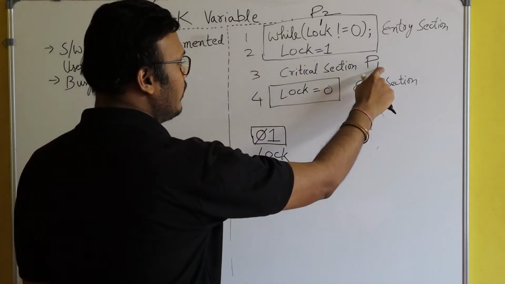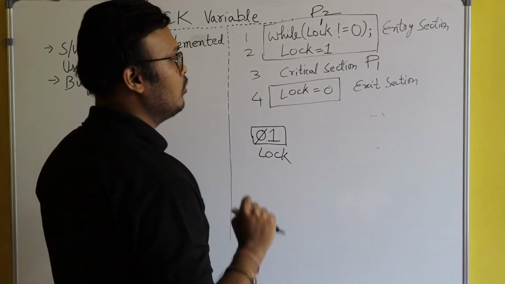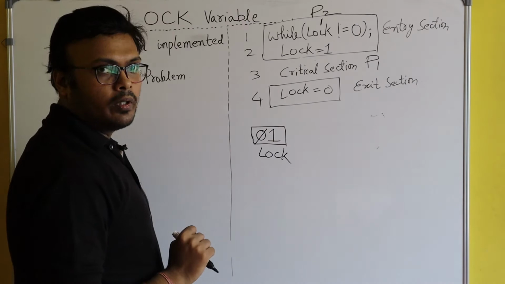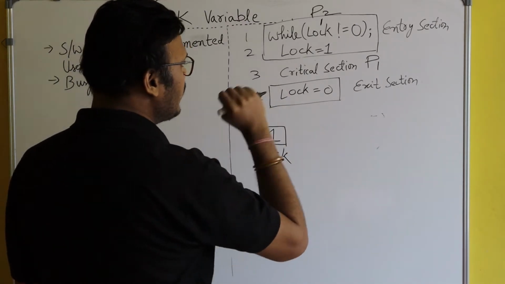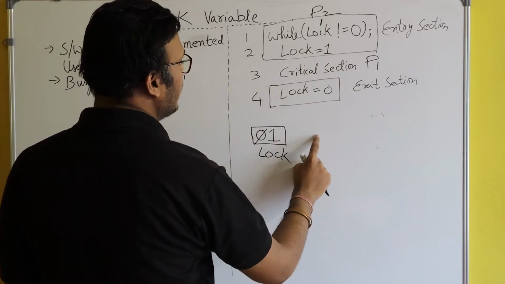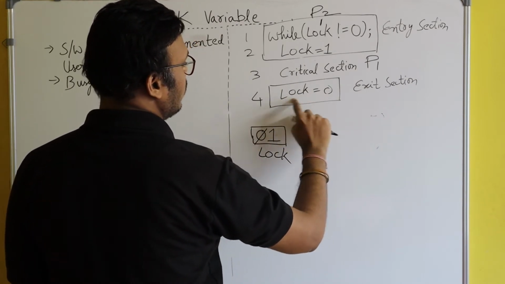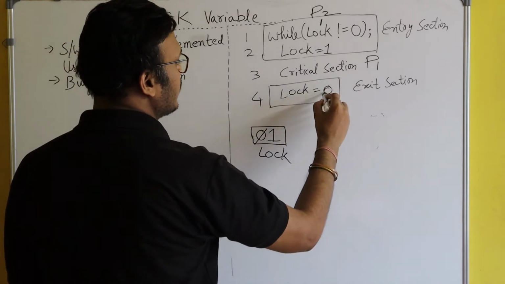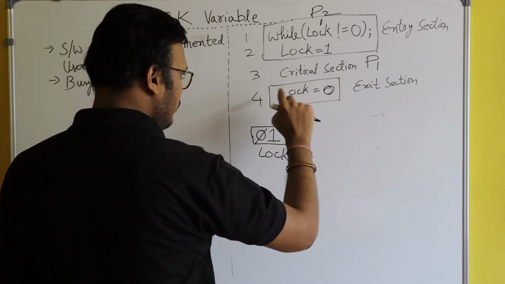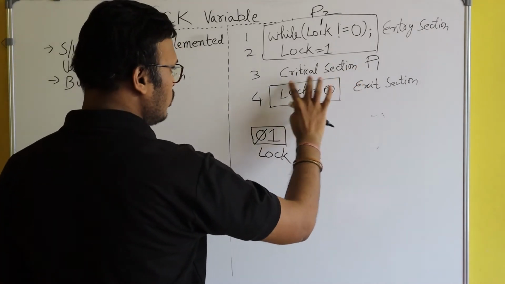Only when P1 comes out of the critical section can P2 enter the critical section. Suppose P1 has completed its task in the critical section. After completion, P1 will come out of the critical section, and before coming out, P1 has to go through the exit section code. So now P1 is at line number 4.